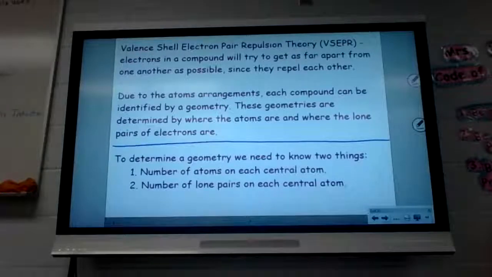And this is the piece you're going to have to memorize off that chart. All right, you have to know the number of atoms on the central atom. And you have to know the number of lone pairs. Okay, that's the important piece that comes off the chart. The part that shows the example, you're not going to have to memorize the example. But you are going to have to memorize the number of things that comes off the central atom and the number of lone pairs.